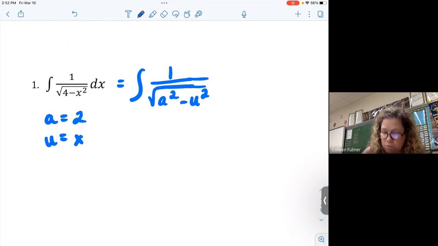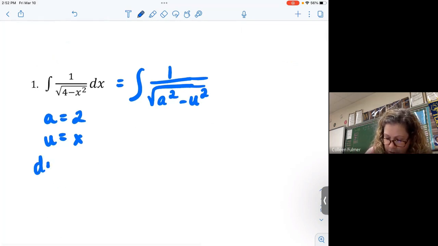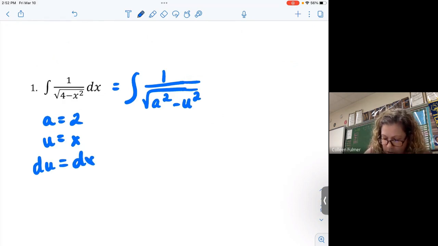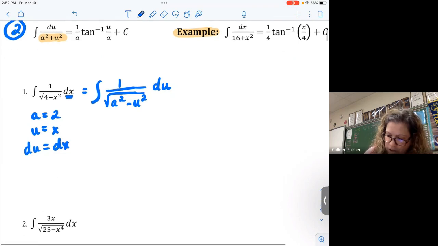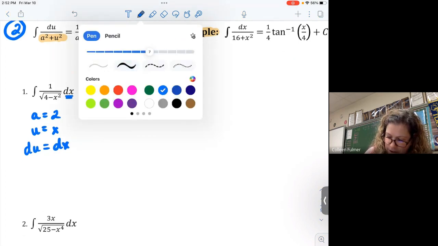Now, as with all U substitutions, you do have to worry about taking the derivative. So the derivative of x is 1, so I get 1 dx on this side, and that's going to take the place of the dx. I'm going to put my du in here. Okay, I'm going to zoom back out because it's making my marker really fat. Actually, I think I can adjust that here.